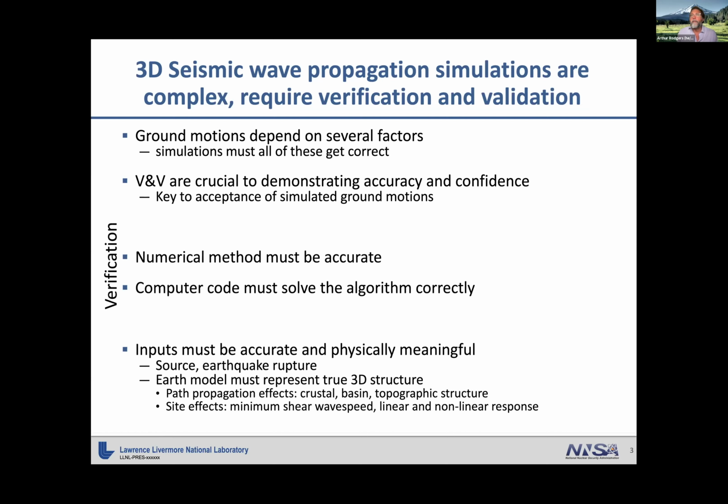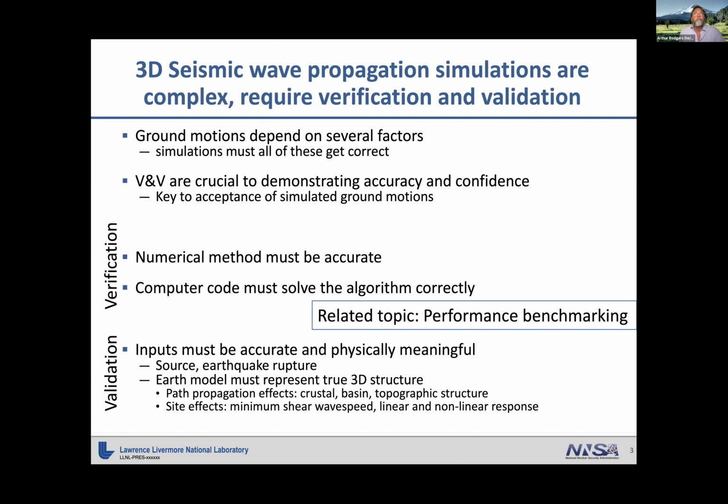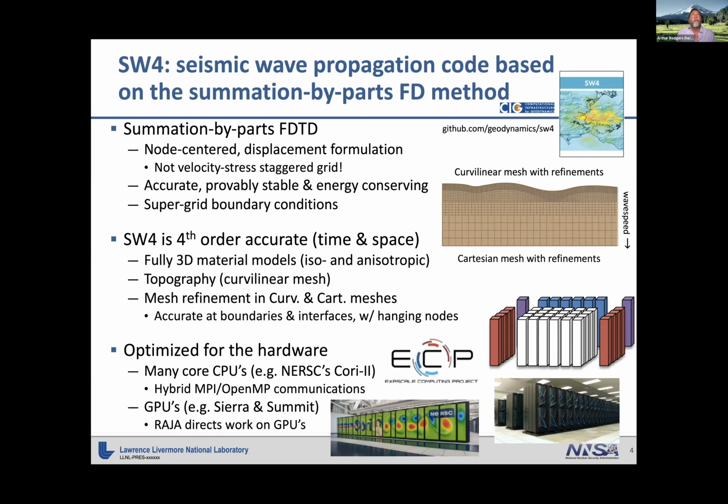And the inputs must be accurate and physically meaningful. And that includes the source, which in this case is the earthquake rupture, and the three-dimensional earth structure must be accurate. It must include all the fine details of basins and crustal structure, topographic structure, and also site effects. And this is the area of validating the capability. Related to this is performance benchmarking, which is important in our project, trying to make simulations easier to do so we can have a greater throughput to look at many realizations of the Earth model or the rupture model or different events.